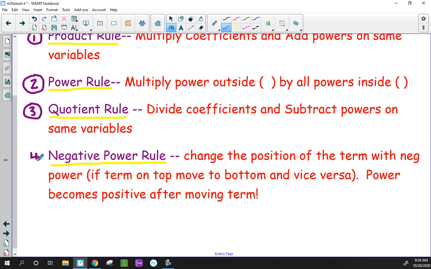And then rule 4, negative power rule. If I have a letter or a number raised to a negative exponent, I can't leave a negative power in my answer, so I'm going to have to change the position of the term with the negative power. For example, if the term is on top, then before you call it quits and give me an answer, you need to move it to the bottom. And it works vice versa. So if you notice it's on the bottom, you need to make sure you move it to the top. When you move a term with a negative power, the power becomes positive after you move it.